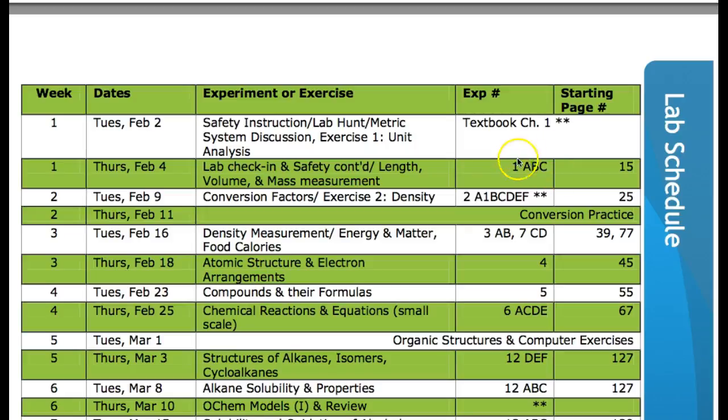If you see an assignment on that day that has a starting page, meaning that it's coming from the lab manual, that means there is a pre-lab assignment. If you turn to that page, after reading through the lab, there's a page that says pre-lab, and that's something that you have to complete before you come to lab. So again, anytime you see a starting page number here, that means you do have a pre-lab assignment.